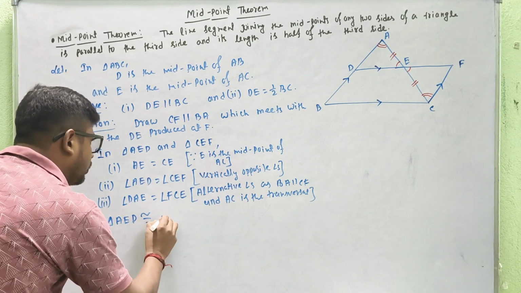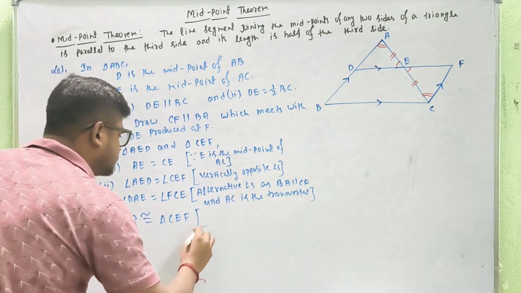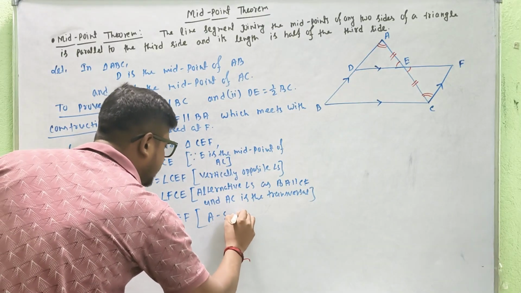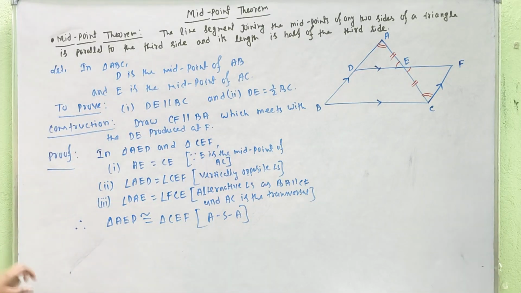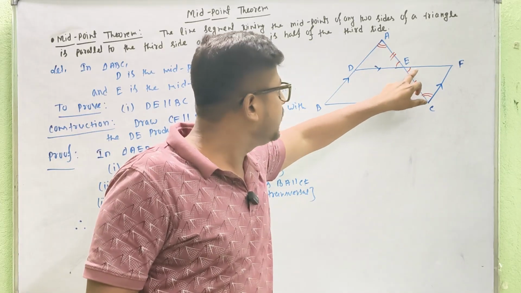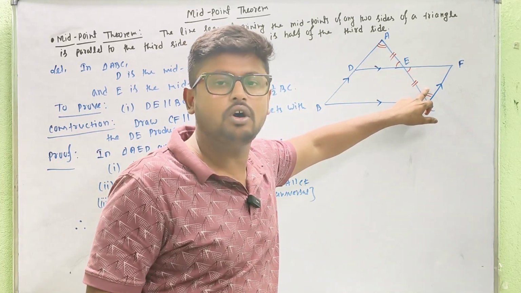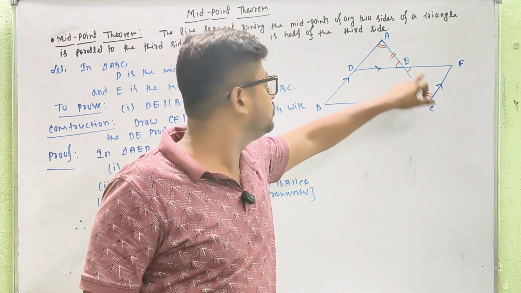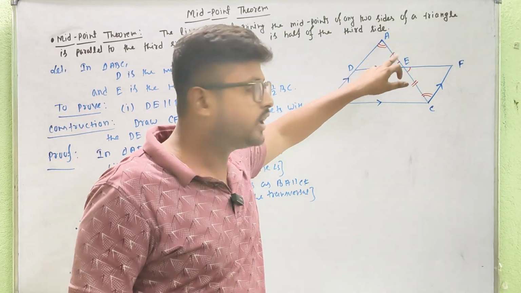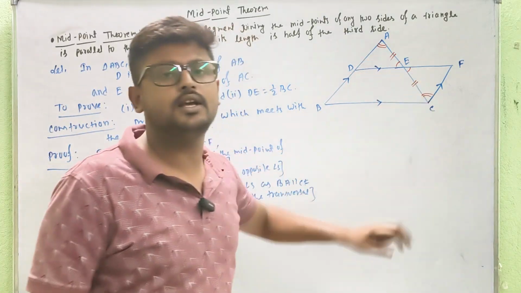Therefore, triangle AED is congruent to triangle CEF. What is the condition? Angle side angle. Why angle side angle? Because two angles are equal and the side included between these two angles is also equal in these triangles. So by the condition angle side angle, these two triangles are congruent.